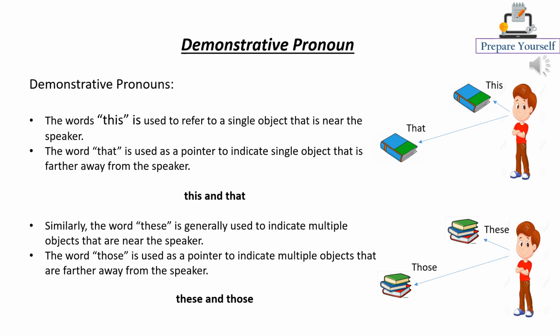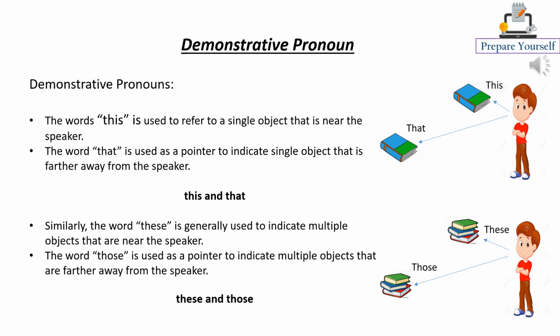Look at the picture 1. This indicates a book or an object which is near to the boy. That indicates a book or object that is far from the boy. Let's repeat. This indicates a book or object near to the boy. That indicates a book or object far from the boy. This and that are singular demonstrative pronouns.